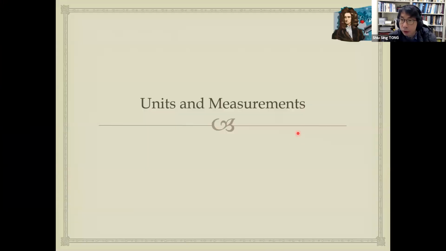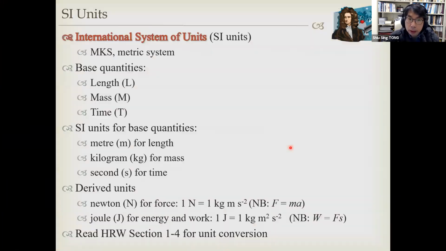Now, first, we would like to have a very brief review on units and measurement. So in this course and also in most scientific studies, we are using the International System of Units. We call it SI unit. Now, SI unit is also called the MKS unit because it consists of three units with the prefix M, K, and S.